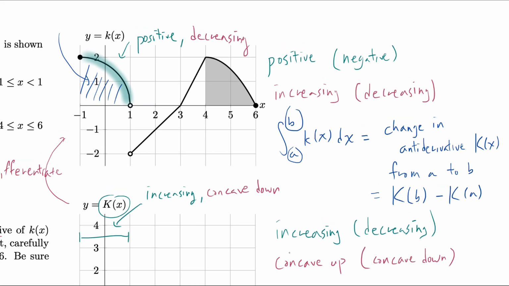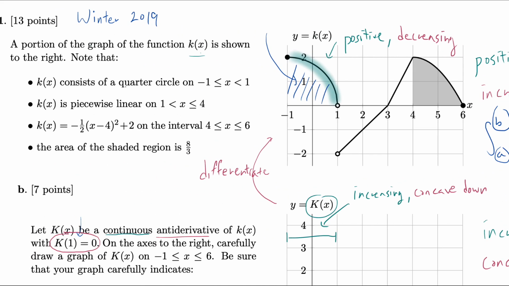Well, we know from the problem statement that this is a quarter circle. So this is 1/4 of a circle. And here the radius, if you look at it, is 2. So if the radius is 2, the area of the circle is 4 pi. But you only care about 1/4 of it.